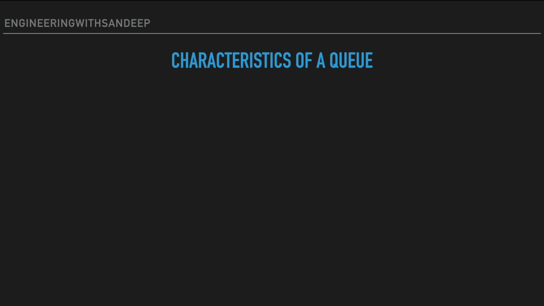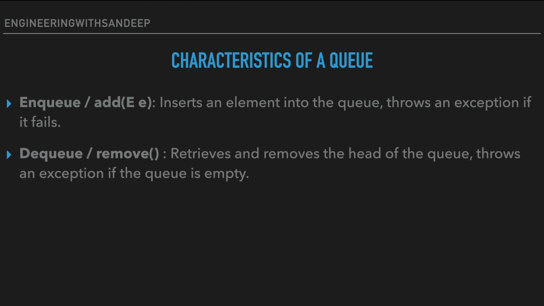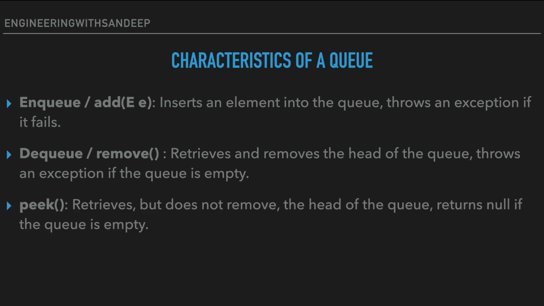Now let's go ahead and talk about the characteristics of a queue. Here are some of the methods. Add or enqueue is used to insert an element into the queue, and it throws an exception if it fails. Dequeue/remove method retrieves and removes the head of the queue and throws an exception if the queue is empty.